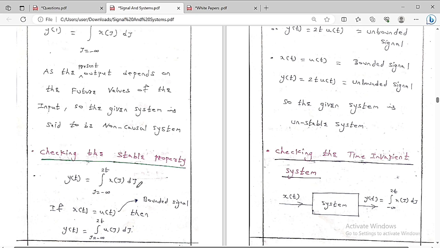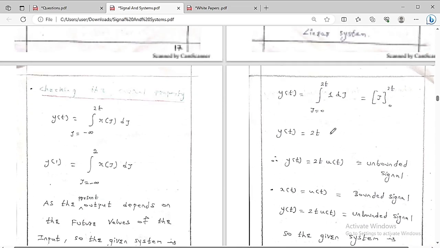So I am going to give a bounded input like x of t is equal to u of t. This is a bounded signal, and I will see what output I get. So y of t is equal to the integration from tau equal to minus infinity to 2t of u of tau d tau. Then u of tau is present only from tau equal to 0, so the limit of integration now goes from tau equal to 0 to 2t only. So y of t is equal to the integration from tau equal to 0 to 2t.